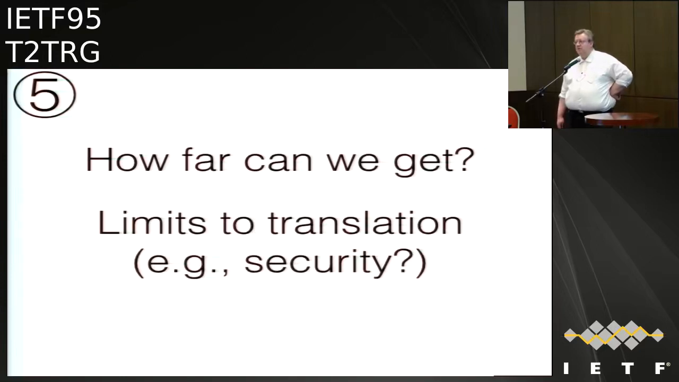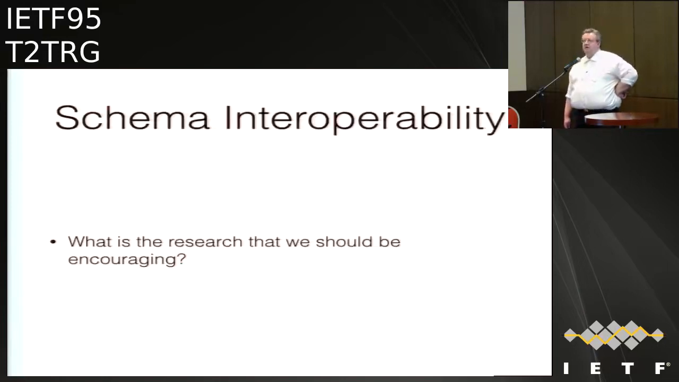What are the limits to the translation? Because there are always things getting in the way, and usually what is getting in the way are security issues. So one of the next things we want to take up is looking at this very wide field and find those areas that the research group should be taking up. Research that we should be encouraging. That's one of the things a research group can do.